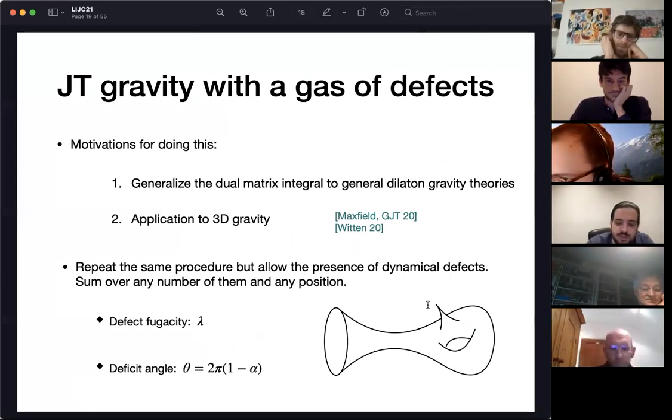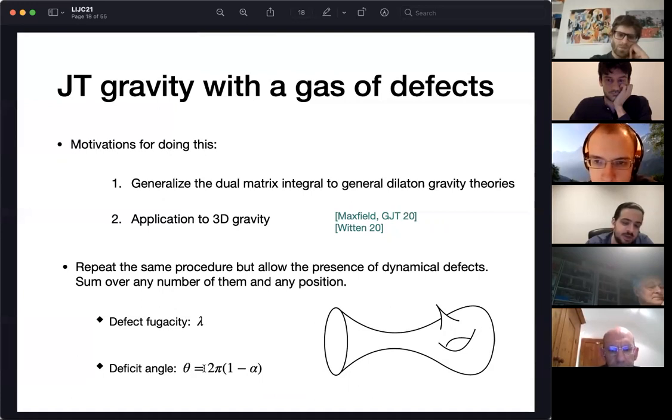What I mean by this is that we will allow some singularities in the geometry described by conical defects with a deficit angle theta. Now, for technical reasons, it's more convenient to label them by alpha, and this is how they are related. So alpha equals 0 corresponds to a cusp, so the deficit angle is 2 pi, and alpha equals 1 corresponds to no defect. So the deficit angle is 0.